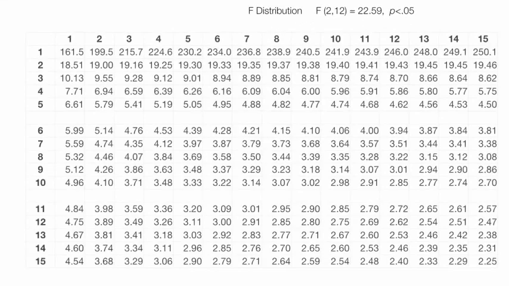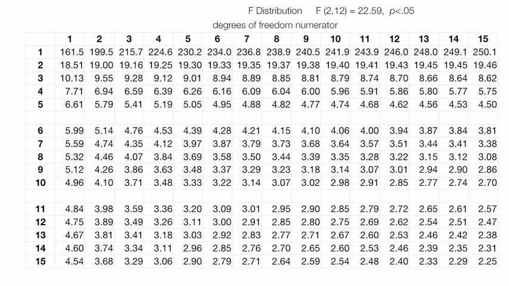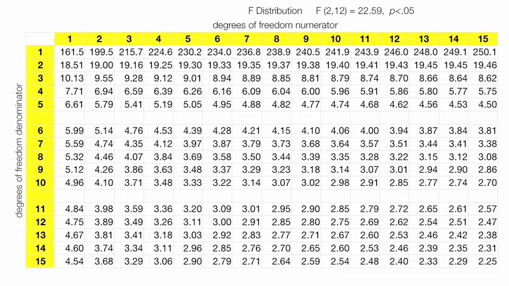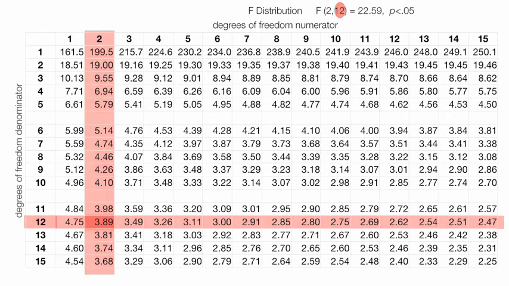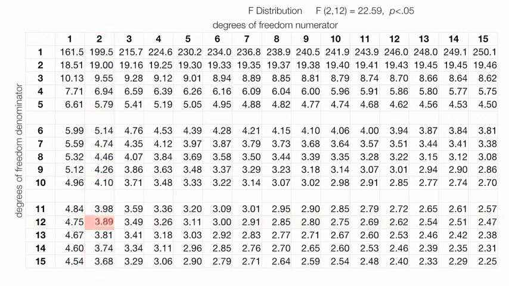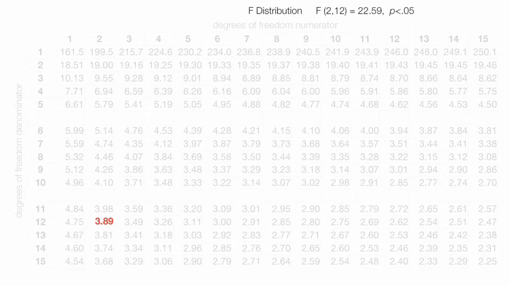So now we take this and we look it up in a table. We have degrees of freedom of the numerator on the top and degrees of freedom of the denominator on the vertical axis right there. So I take the 2, so that 2 right there, and I go straight down. Then I take row 12, which is that 12 right there, go across, and where they intersect is my critical value, and in this case it's 3.89. So my critical value is equal to 3.89.